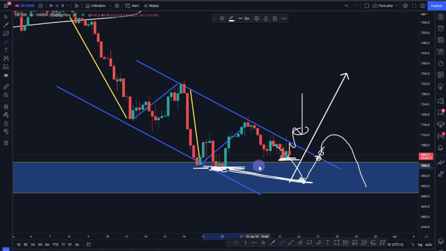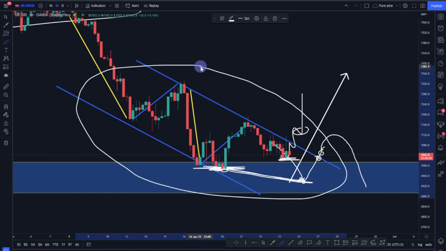Make sure that you only wait for a final confirmation, which will show you that indeed it's over with the sellers. Because for now, the only thing that we can take from this move is that the sellers are getting weak, but we cannot conclude that the sellers are defeated. So they are not yet defeated. They are getting weaker and weaker, as you can see from the behavior of the waves.